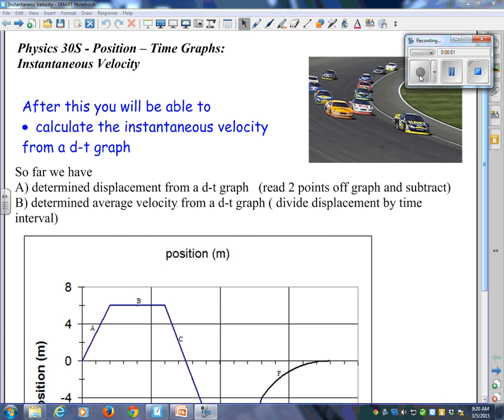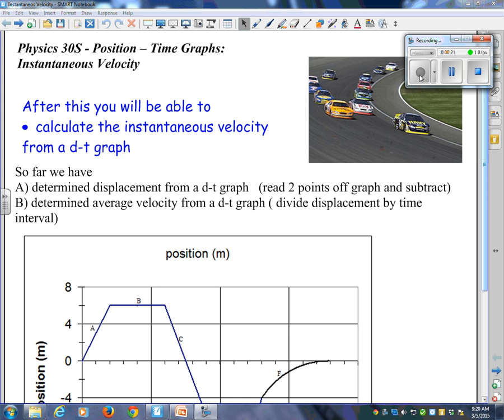Okay, so today we are looking at position time graphs and we are calculating instantaneous velocity. What do you think that means? Instant. How fast it's going? Right now. If you look down at your speedometer of your car, it's how fast you're going right now.